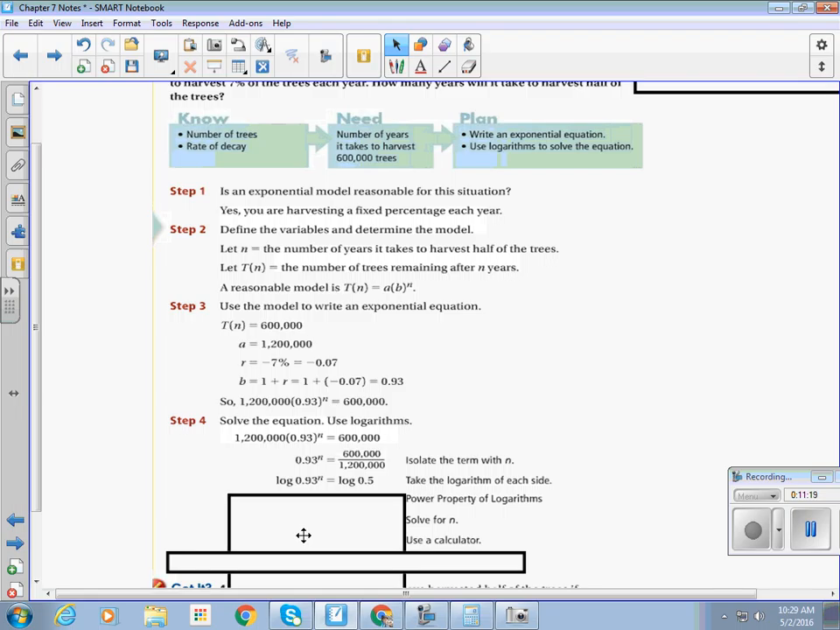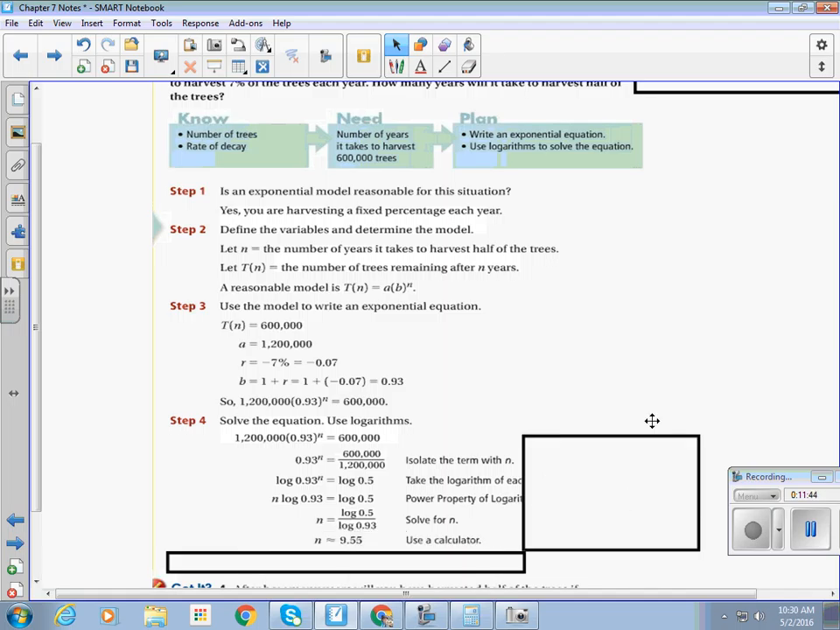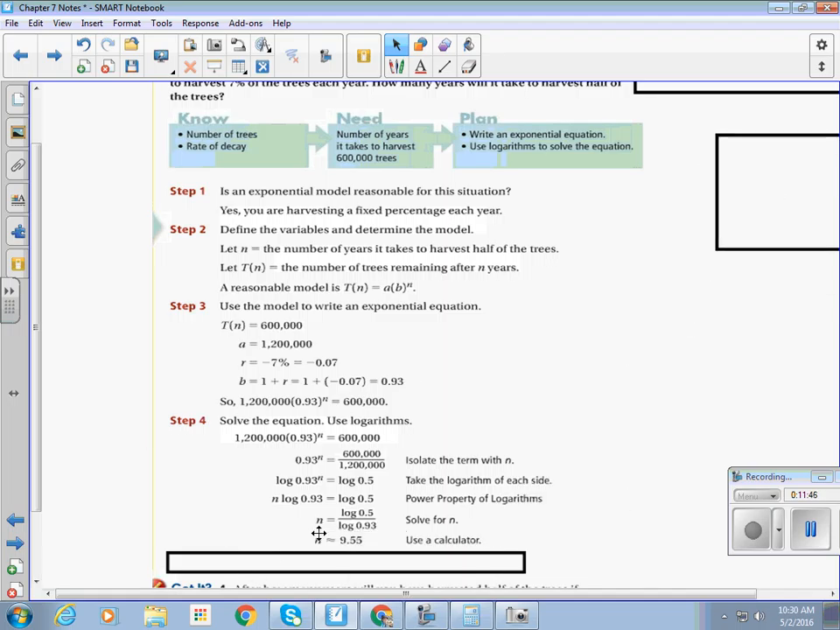And then we take the log of both sides because we have an exponent. If I take the log of both sides, then I can pull that n out to the front. So then we get n times the log of 0.93 equals the log of 0.5. I divide both sides by the log of 0.93 to solve for n. And then we use our calculator to find out that n is approximately equal to 9.5 years.